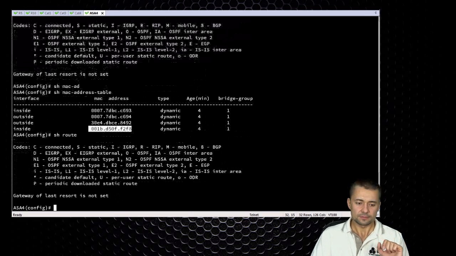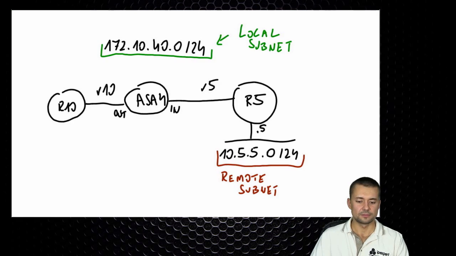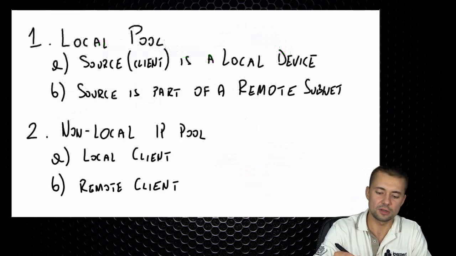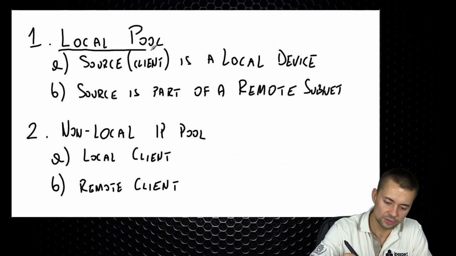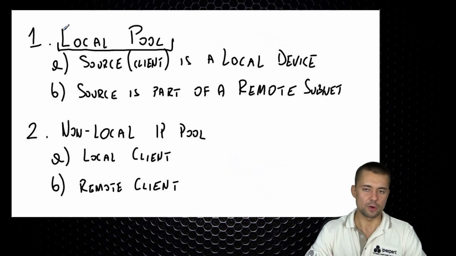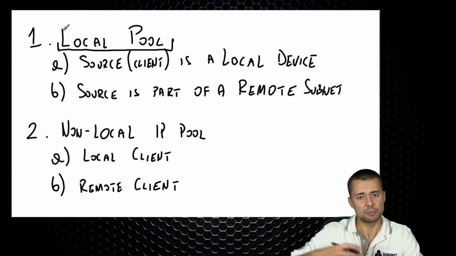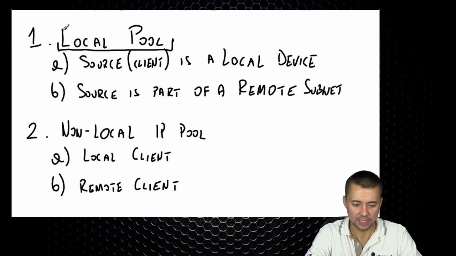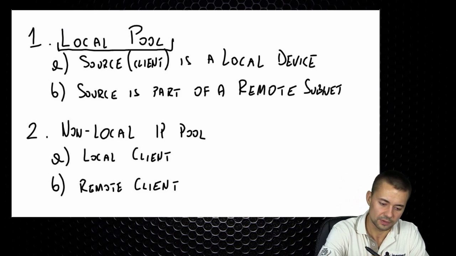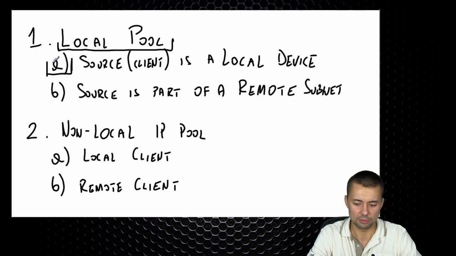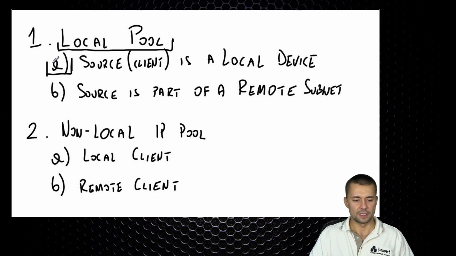So what is going to change when we start adding our network address translation configuration? In the first case that I want to show you, which is the local pool, we will focus on this scenario, where once again the pool I will use to translate the addresses is going to be part of the transparent network. We will specifically take a look at this first option, when our client is a local device. So let's take a look at this.